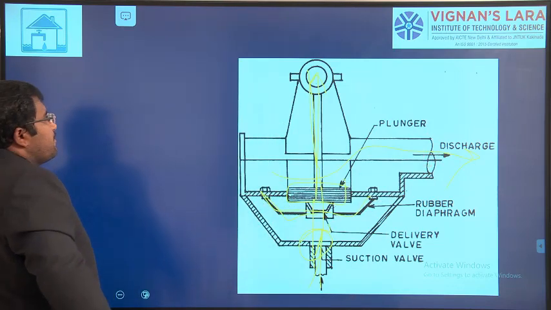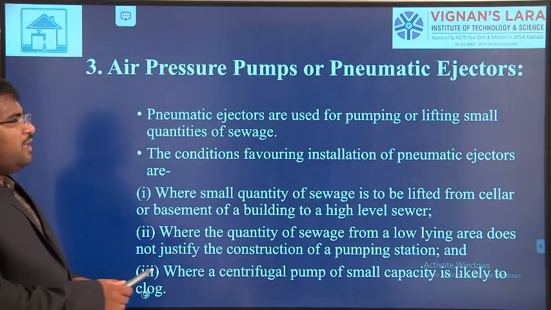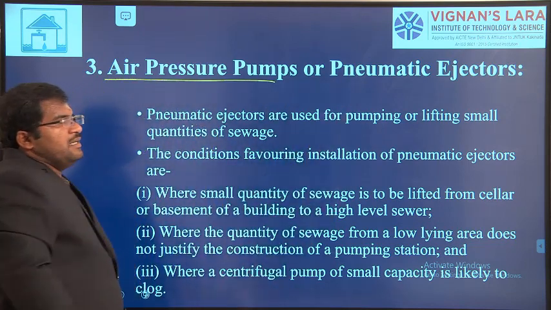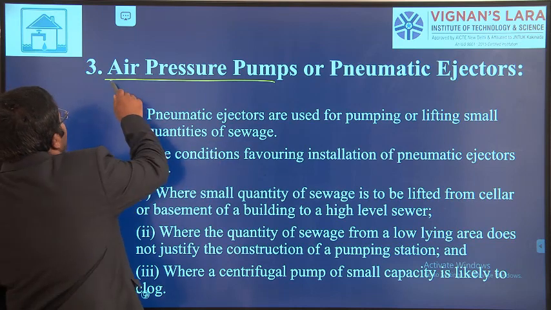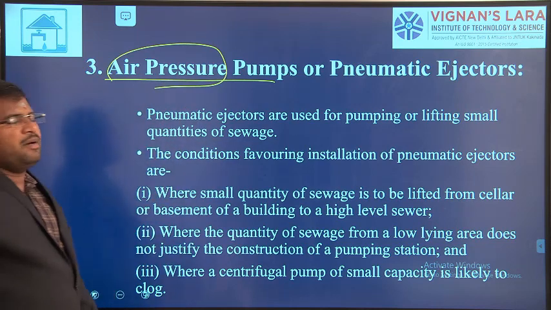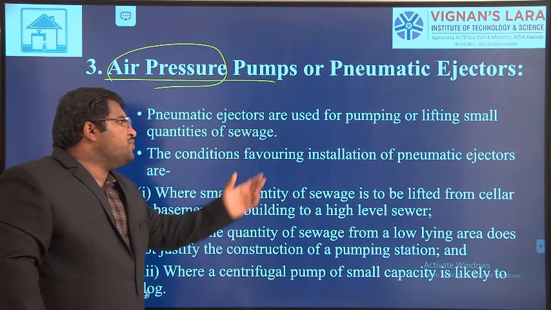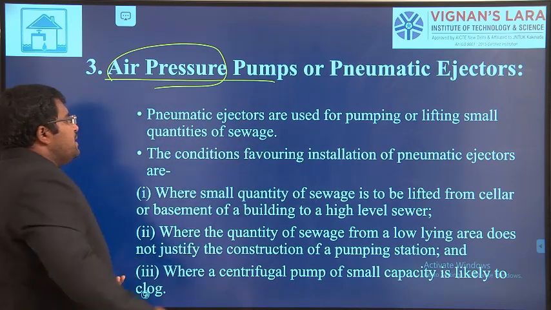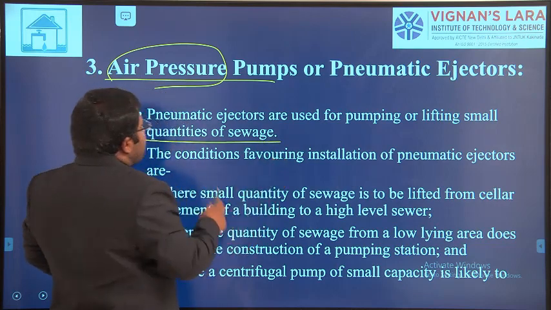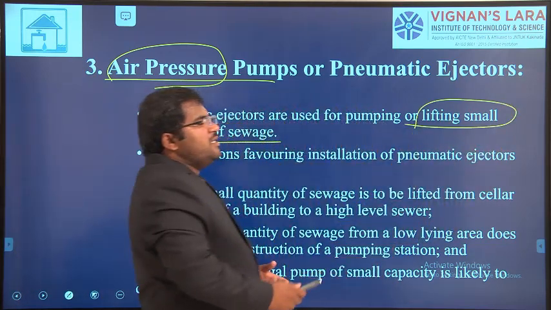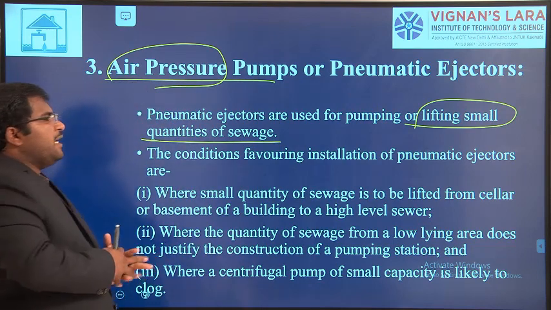Next, the third type, that is air pressure pumps or pneumatic ejectors. Pneumatic means where we are using air pressure. That type is called a pneumatic pump. Pneumatic ejectors are used for lifting small quantities of sewage, so where we lift small quantities, you can use pneumatic type pumps.